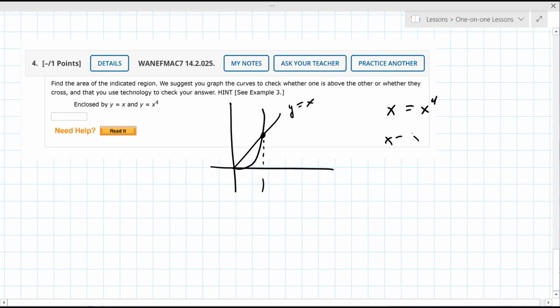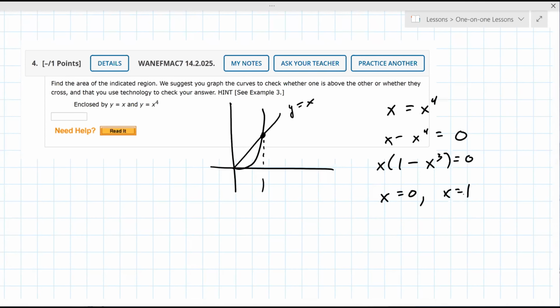We can spend time doing this. You get 1 minus x cubed equals 0, so you end up finding that it's either x equals 0 or x equals 1. This time they don't give you the integral, so it's the integral from 0 to 1.